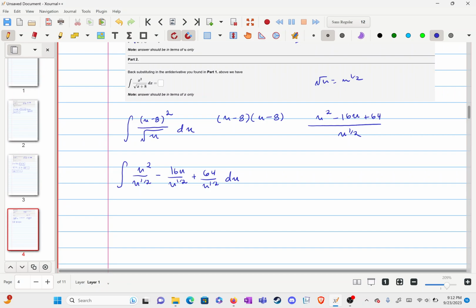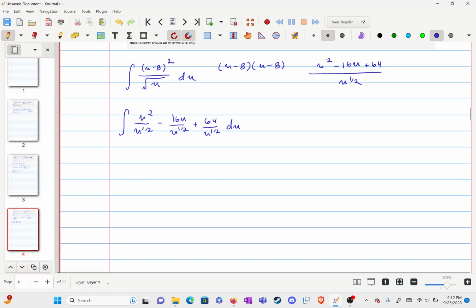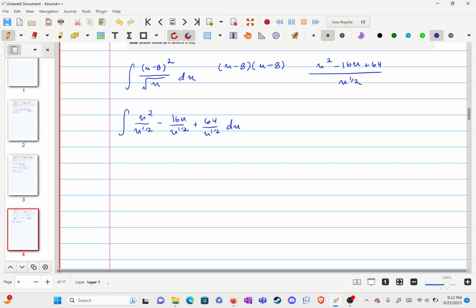And now we just have to evaluate each part. So firstly, let's get these u's up to snuff. We're going to do the exponent rule. If we move this up, we have to subtract it. So we have 4 over 2 minus 1 over 2 is 3 over 2. So u to the 3 over 2. Then 1 minus 1/2 is positive 1/2. So minus 16u to the 1/2. And then it's just going to be plus 64u to the negative 1/2. Integral and our du.